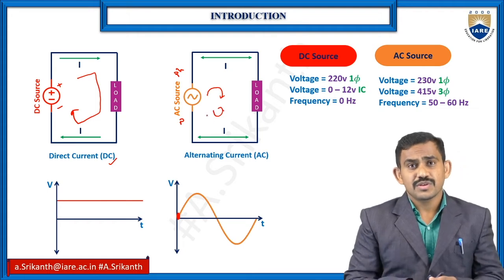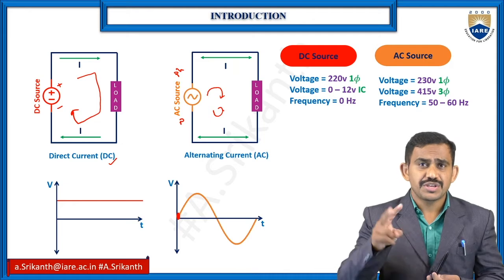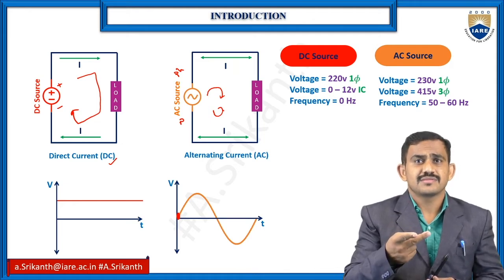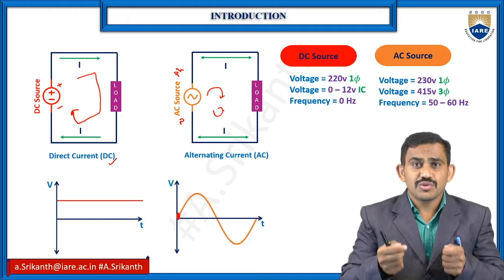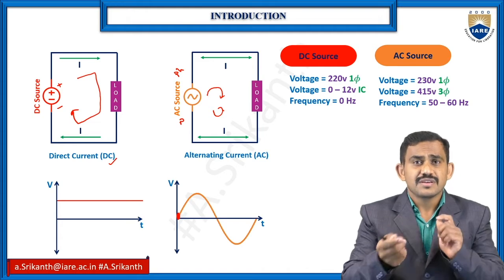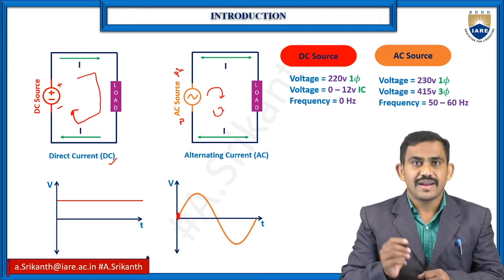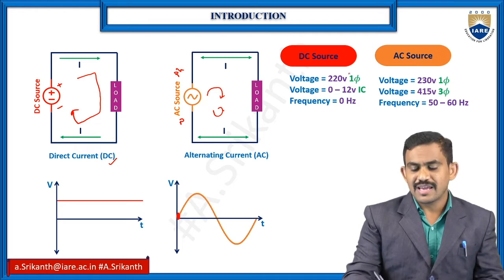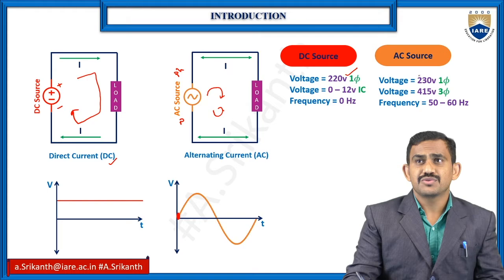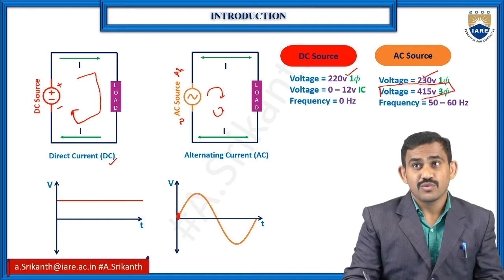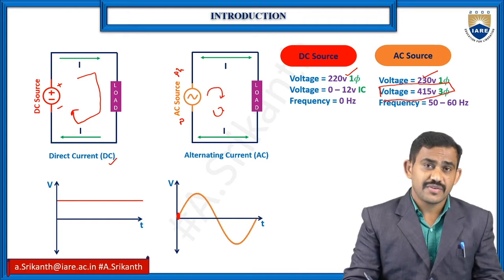In your home, suppose your charger is a 2-pin plug, you can use it in any manner, phase and neutral or neutral and phase. Coming to DC, you need to use only positive and negative. We can't use it reversed, and we can't get any output value from DC. And the same thing here: we have voltage 220 for DC, 230 for AC, and for AC we have 3-phase voltage also, that is 415 volts. In industry you can use 3-phase.